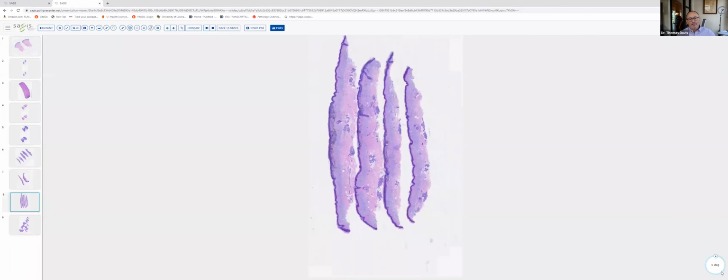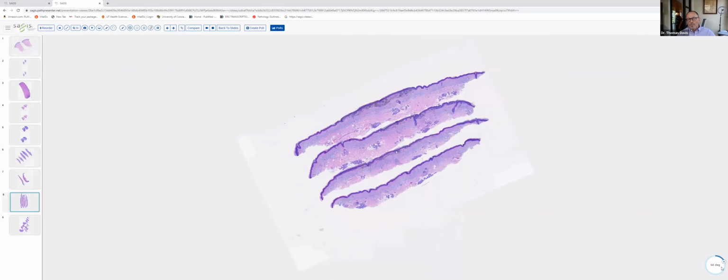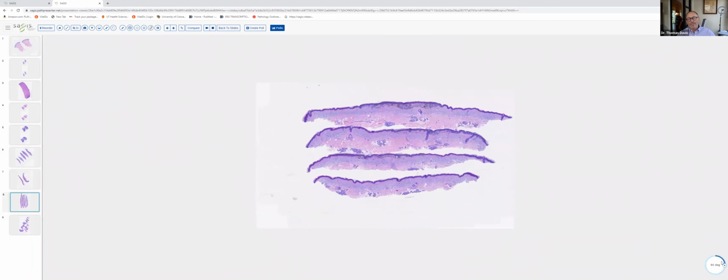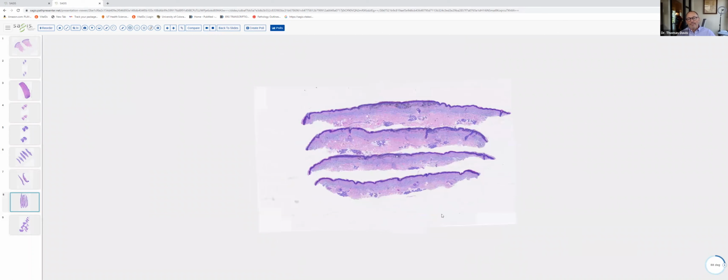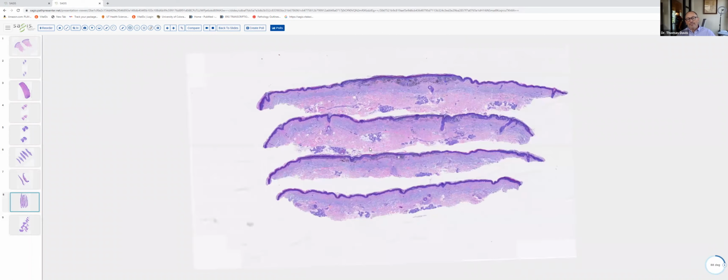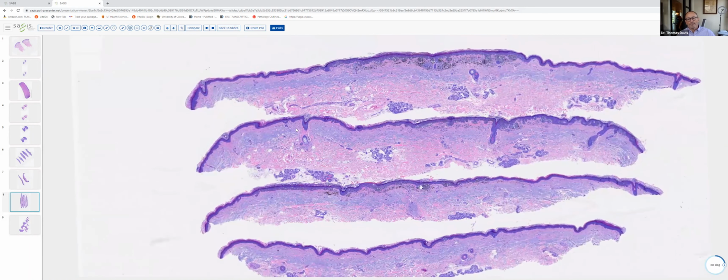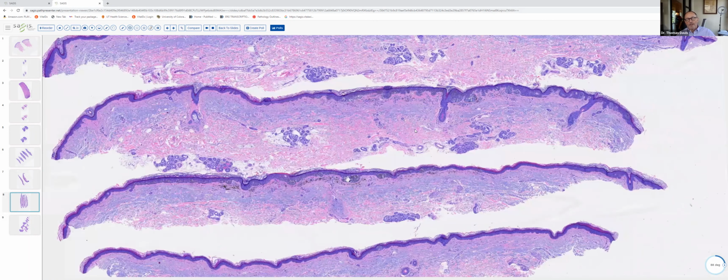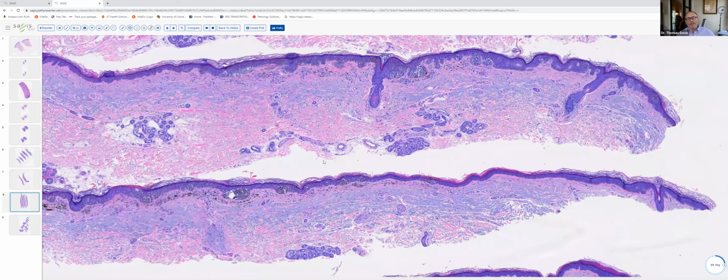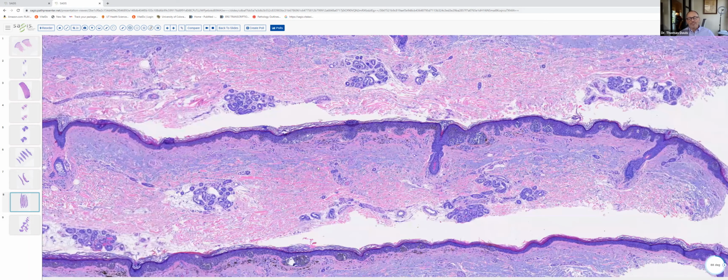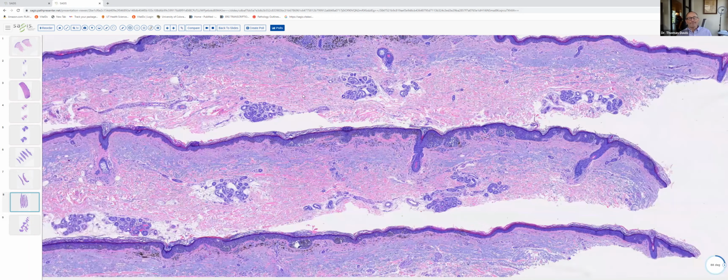Okay. Slide number 8 was a broad shave biopsy specimen. And this was from sun-damaged skin of the arm, fairly low concentration of follicular and sebaceous elements. You can see some fat down at the base of the specimen. And again, severe solar elastosis. And the correct diagnosis in this case was melanoma.